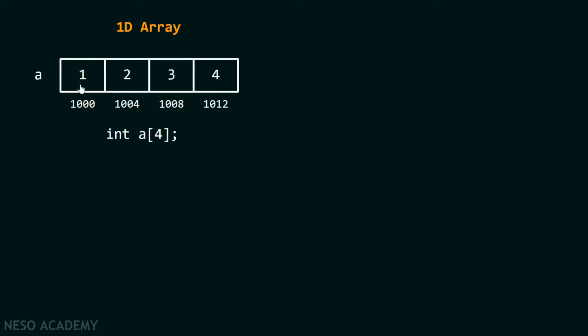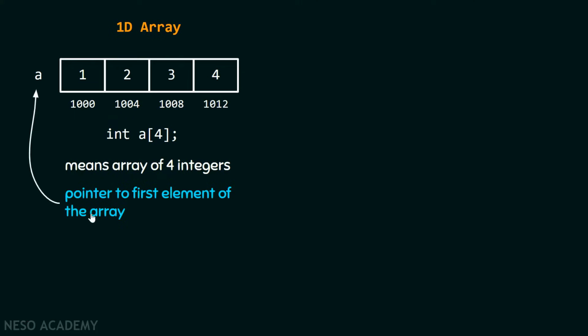Suppose we have this one-dimensional array which contains 4 elements, and I'm assuming that the base address of this array, or the address of the first element of this array, is 1000, and I'm also assuming that the size of integer is 4 bytes. Okay? When I write something like int a[4], it means that it's an array of 4 integers. And the name of the array is actually the pointer to the first element of the array. That is what we have learned already, right?